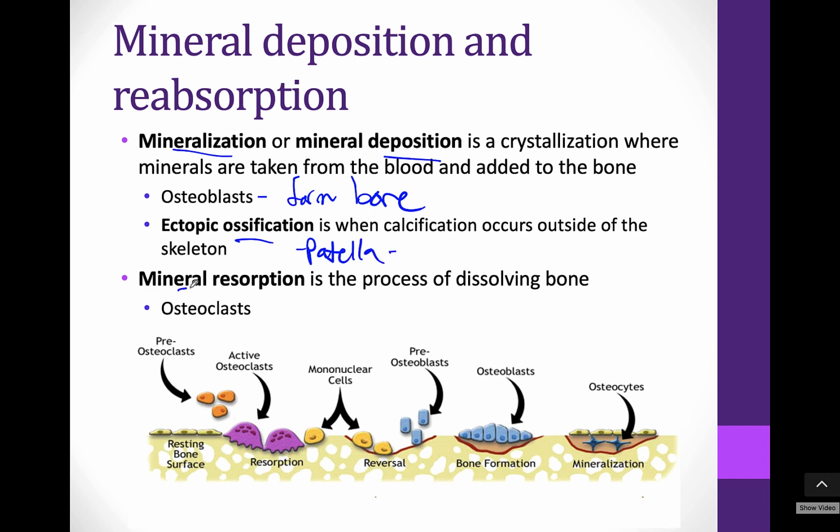And then mineral resorption is the opposite. This is the work of osteoclasts, so this is going to destroy bone tissue. So this is how bone is dissolved. And both of these are needed for everyday work in bones. To remove bone tissue, we use resorption with osteoclasts. To form new bone tissue, we would use osteoblasts.